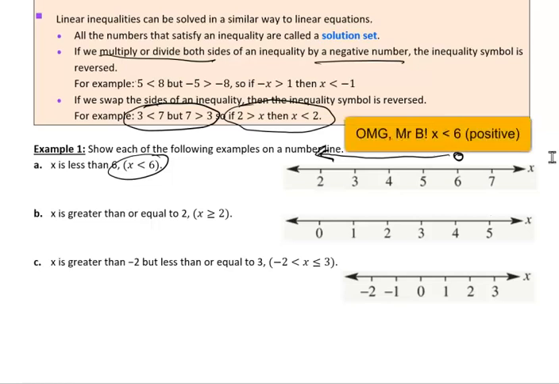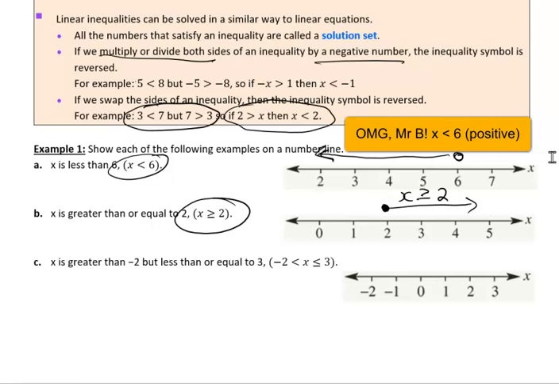So if x is greater than or equal to 2, above the 2, because it can be 2, greater than or equal to 2, we put that and we put an arrow going that way that says x is greater than or possibly could be 2.